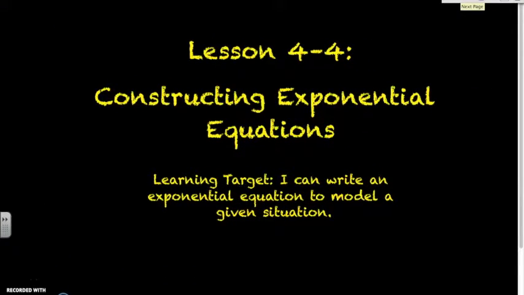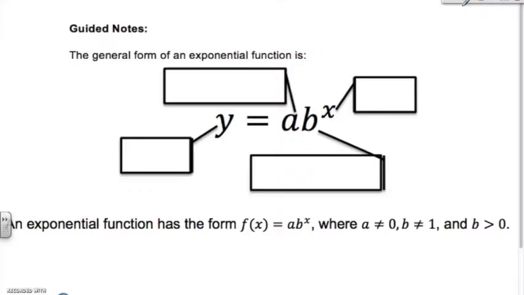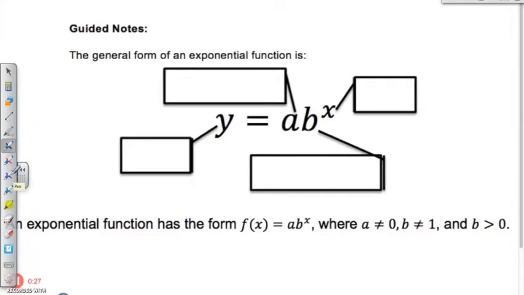So we are here for lesson 4-4, constructing exponential equations. Our learning target today is that I can write an exponential equation to model a given situation. So we're going to look at the standard form for an exponential function. The general form is going to look like we have on the screen here: y equals a times b raised to the x power. We get the name exponential because our x, or our input value, is in the exponent.